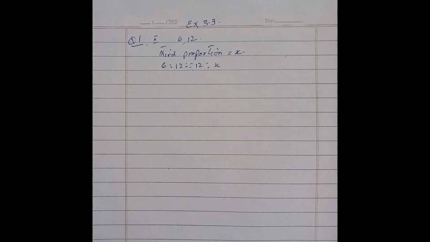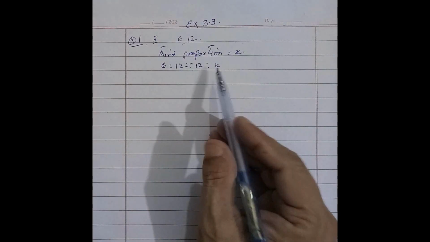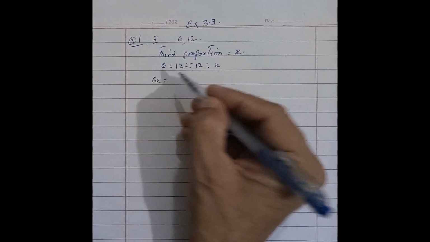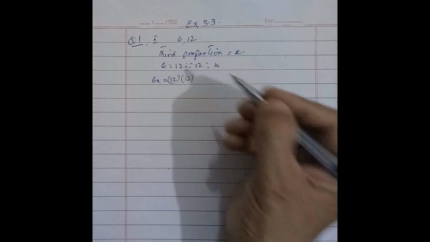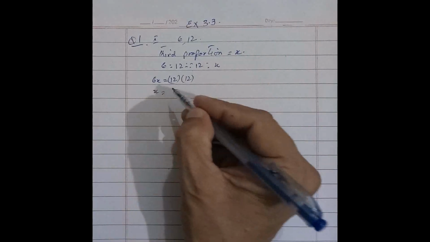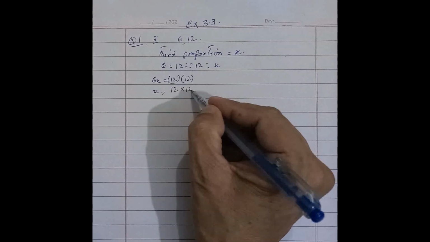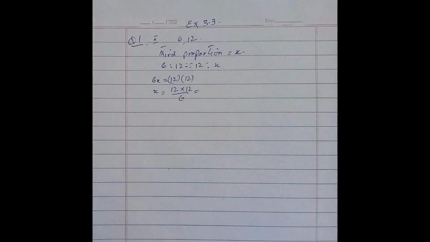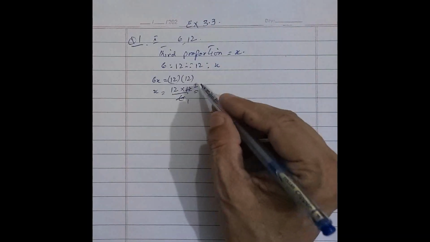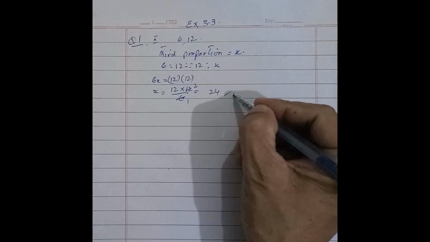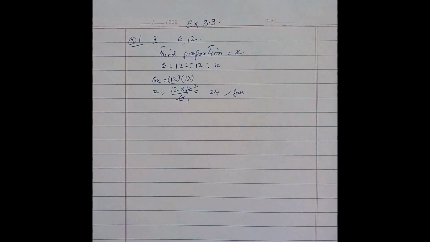Now we solve this proportion, and we know that the product of internal values is equal to the product of external values, means 6 multiplied by x, 6x, is equal to 12 multiplied by 12. So we find the value of x, which is equal to 12 multiplied by 12 over 6. Simplify it. 6 ones are 6, 6 twos are 12, and 12 twos are 24. And it is the third proportion of part 1.